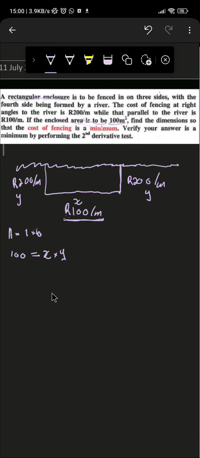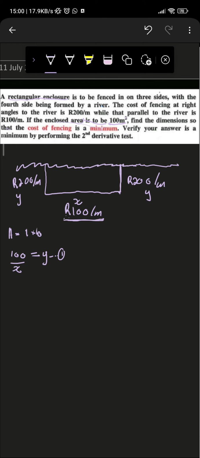100 equals x multiplied by y. So we make y the subject of the formula. We divide by x on both sides, so x will cancel x, and we'll be left with y there. This can be your equation number 1.